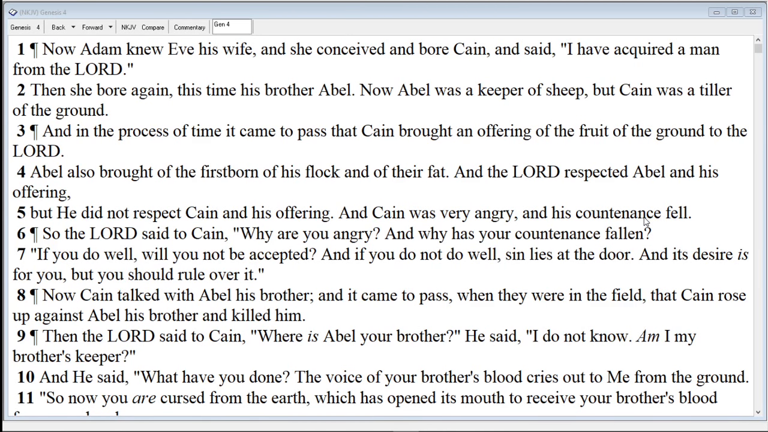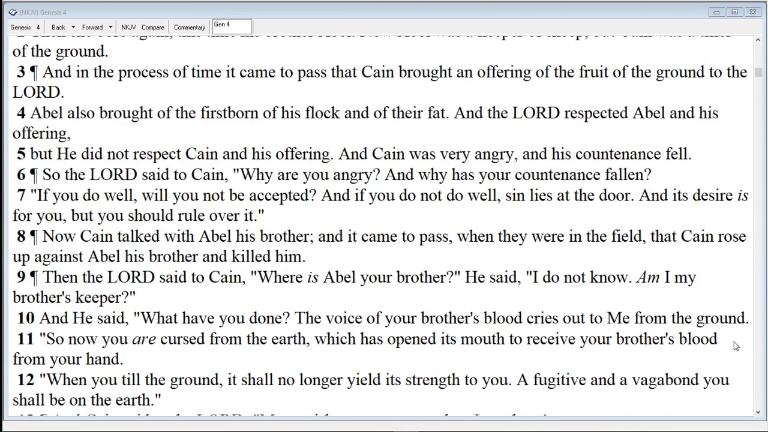And it came to pass, when they were in the field, that Cain rose up against Abel his brother and killed him. Then the Lord said to Cain, Where is Abel your brother? He said, I do not know. Am I my brother's keeper? Verse 10, and he said, What have you done? The voice of your brother's blood cries out to me from the ground. So now you are cursed from the earth, which has opened its mouth to receive your brother's blood from your hand.